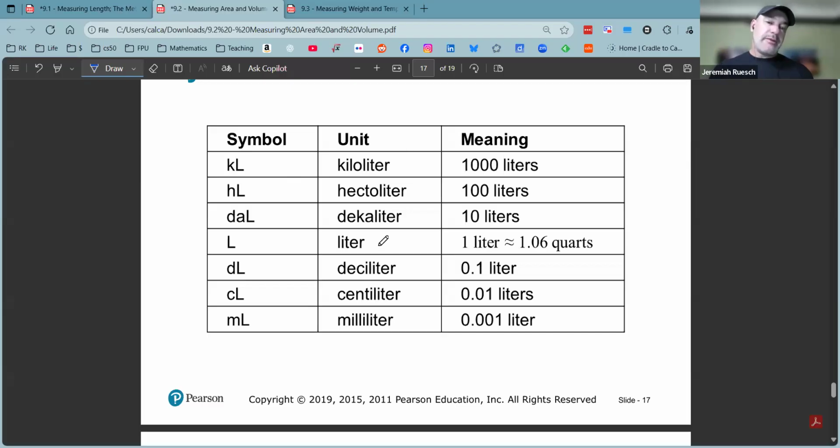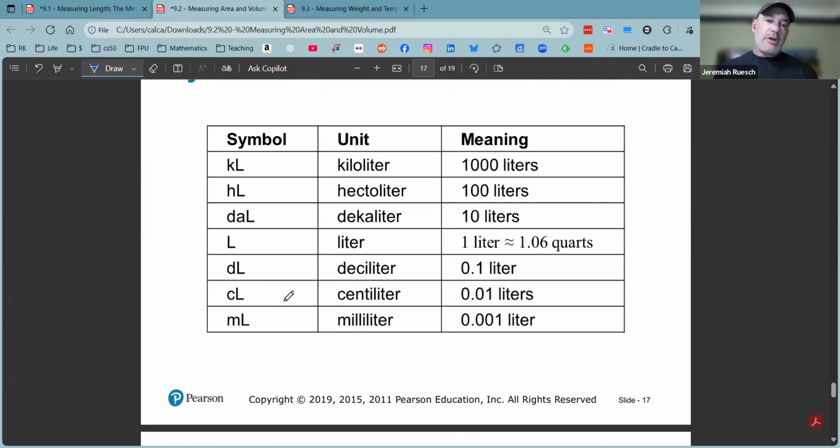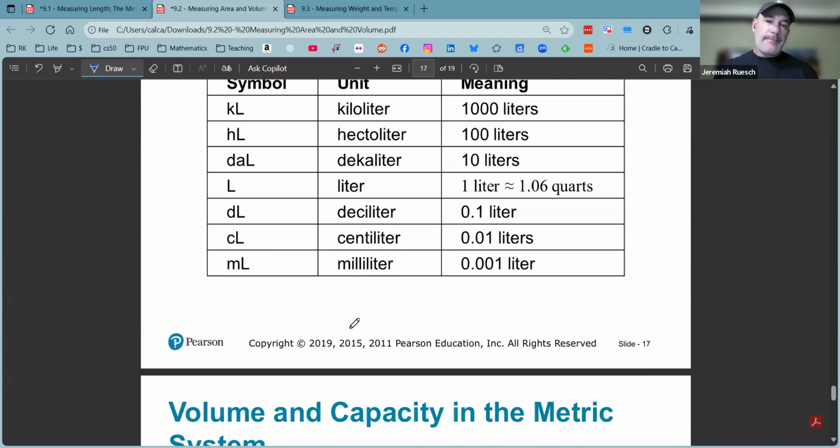A liter you certainly would be familiar with if you are familiar with 2 liters of soda, right? Or a liter of gas at a gas station or whatever. A deciliter you maybe have heard of. Centiliter, you may have heard of, and milliliter you may have heard of, especially if you're in the medical fields. Medical fields tend to refer to milliliters and centiliters, or cubic centimeters as well. So 1 cubic centimeter is 1 milliliter.